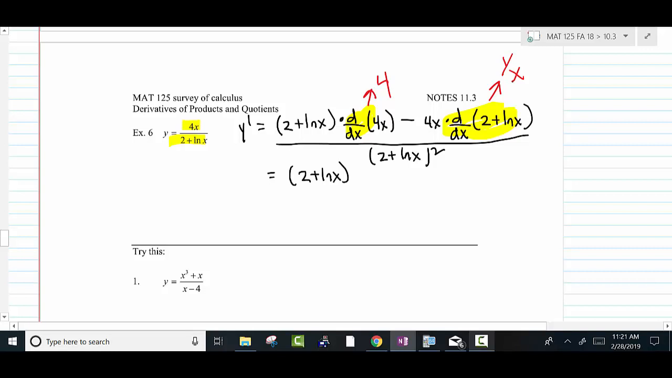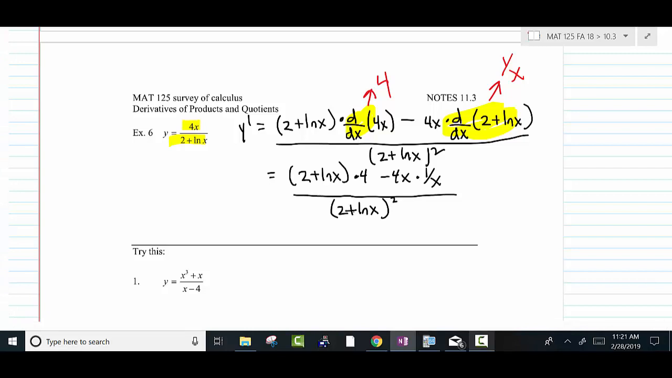Yes, you're starting to learn rules. I realize you don't have all your rules memorized yet, but that's what you're working on. So that's what you do there. So this would be times 4. Then it would be minus 4x times 1 over x. And then we just bring down the 2 plus ln x squared like that. And the calculus is done. It's generally not too bad to do the calculus.